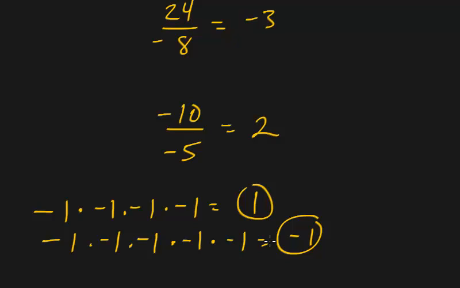So that's really it. You just multiply and divide normally. You count the number of negative signs, figure out if it's positive or negative, and that's really all it boils down to.